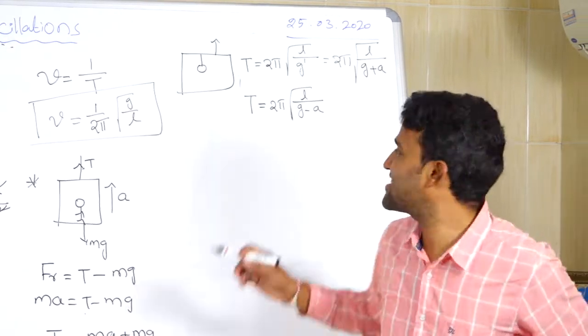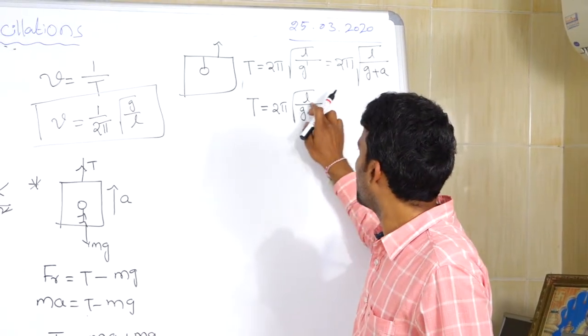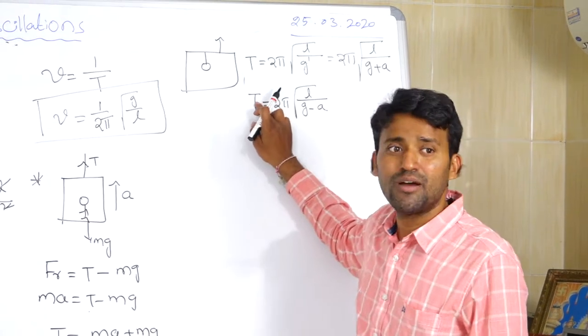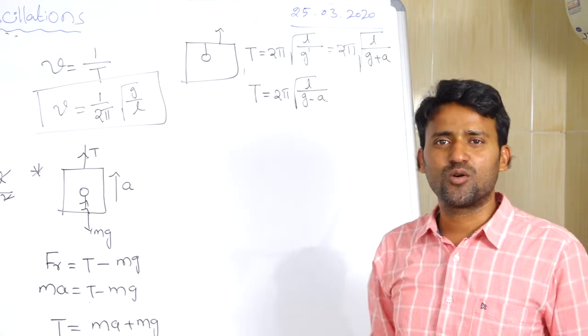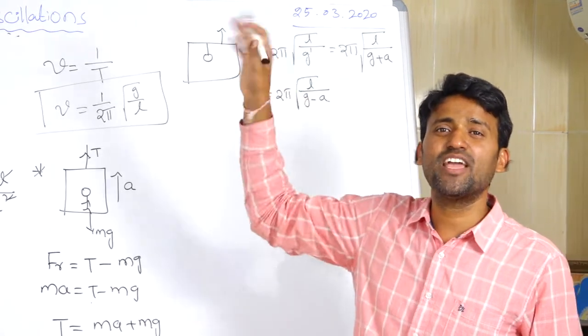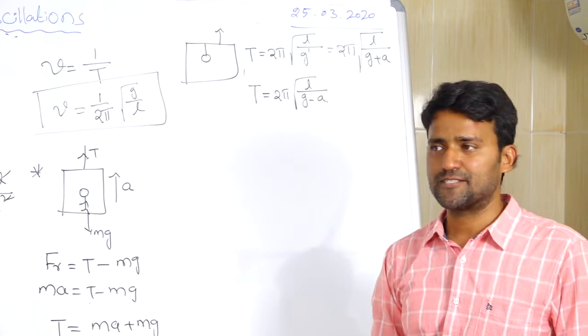When the lift wire is disconnected, this part it is 0. The time period will become infinite. When the lift wire is disconnected, the weight is 0, but the time period is infinite. This will take place.